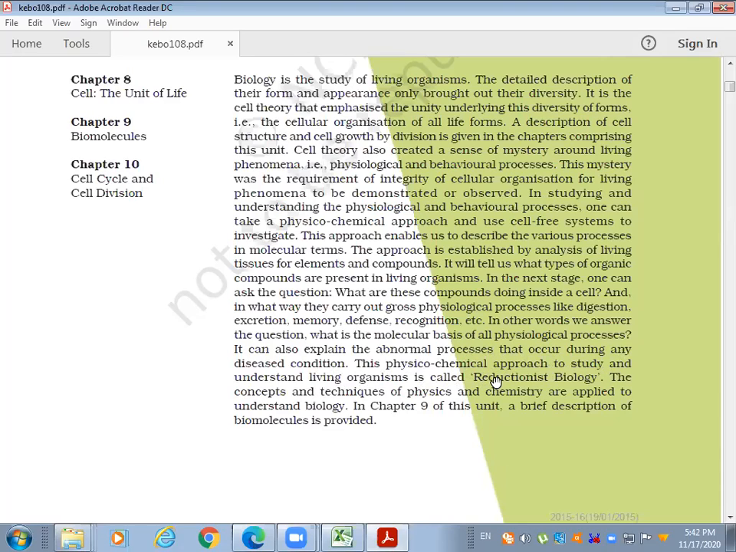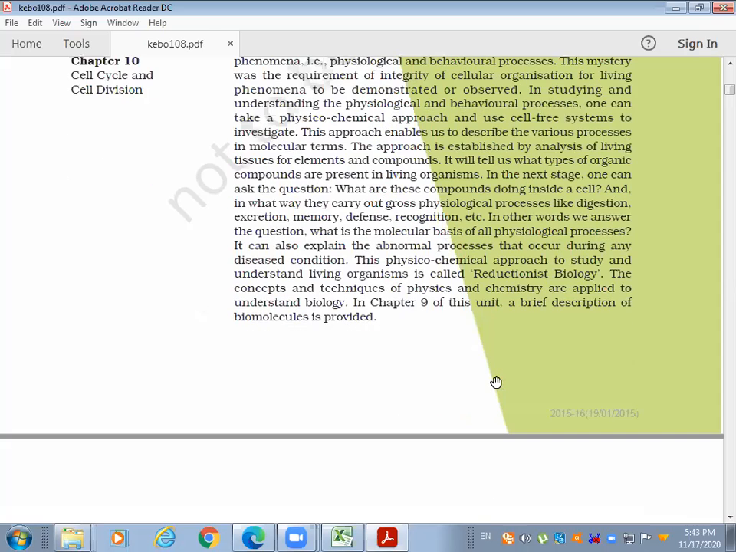Let me underline reductionist biology. The concepts and techniques of physics and chemistry are applied to understand biology. In chapter 9 of this unit, a brief description of the biomolecules is provided.